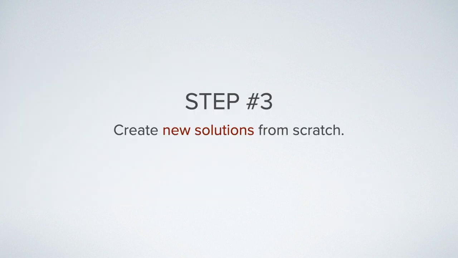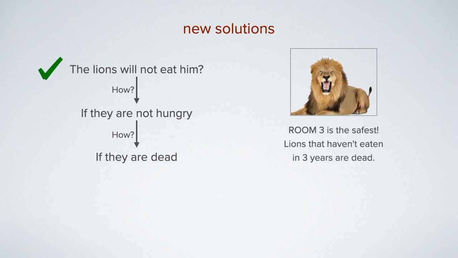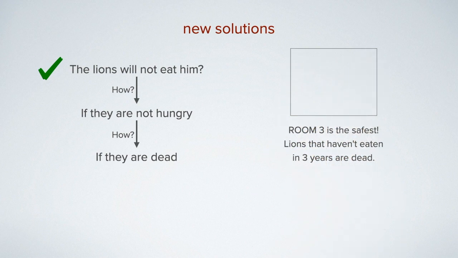So now let's jump to step 3 for the solutions, and let's use this first principle. Room 3 is probably the safest because lions that haven't eaten in 3 years, which was said in the problem, are dead. Problem solved. Okay, I hope you enjoyed those two simple problems wherein we practiced first principles thinking. But now let's talk about the real stuff and how this could be powerful in real life.